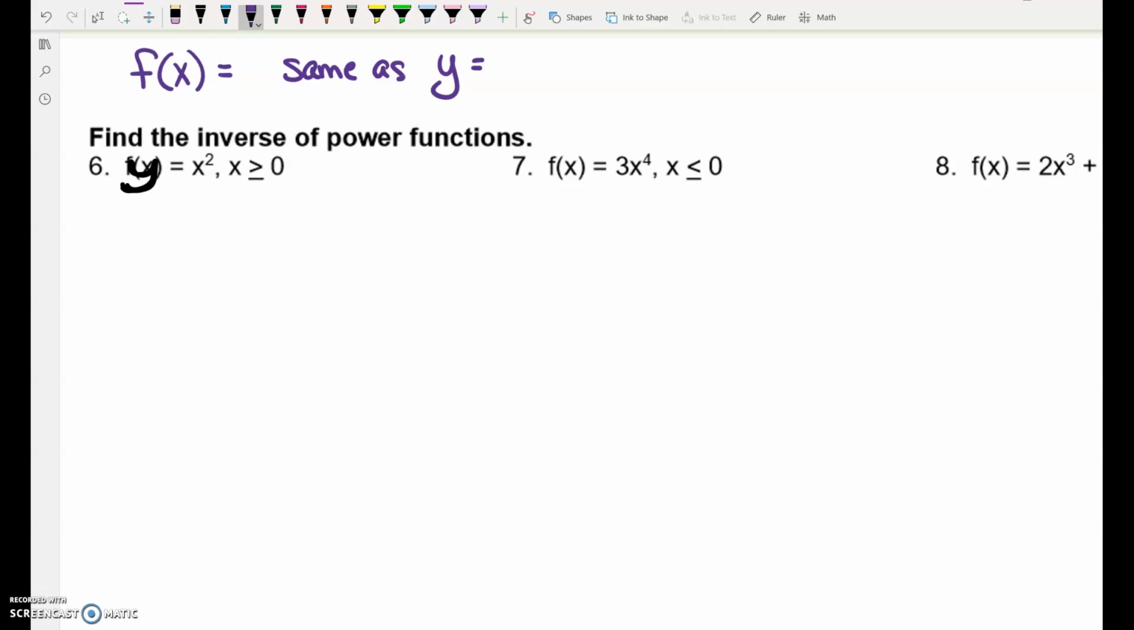Our first step when we find inverses is to switch x and y. So that f of x, which is a y, becomes x, and the x becomes y, and there's this little extra tidbit of information that we're just going to save for later right now.